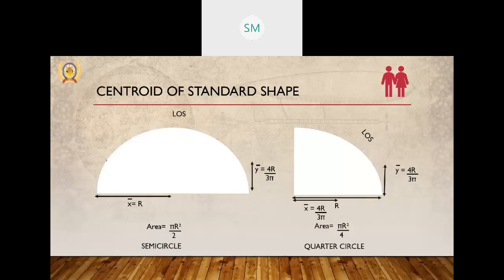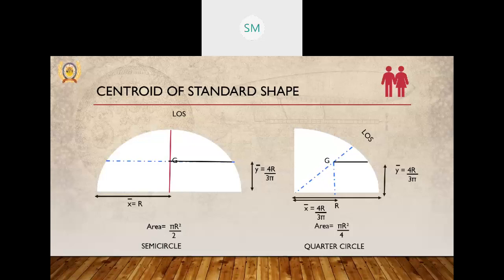For the semicircle, we have area of pi r square by 2 if the radius of the circle is r, and y bar will be 4r by 3 pi from the base. That will lie on the line of symmetry. And again, for the quarter circle, the area will be a quarter of the area of the circle. That will be pi r square by 4. And in the x term and y term, that will again be 4r by 3 pi.